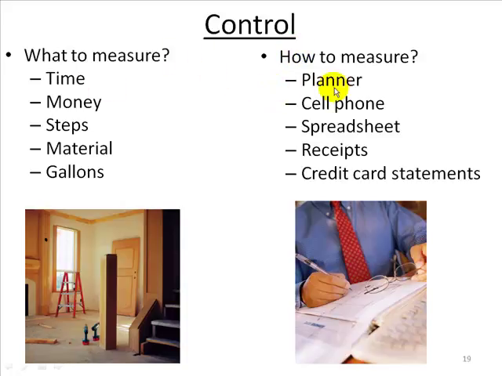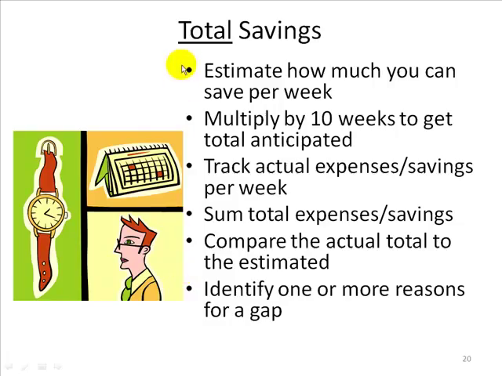Do we use a planner? Do we use a cell phone? Do we use a spreadsheet? Do we look at our receipts, credit card statements, etc.? What I'm asking for this project is your total savings. So I want you to estimate how much you can save per week. How much of that extraneous stuff can you track and eliminate from your routines?